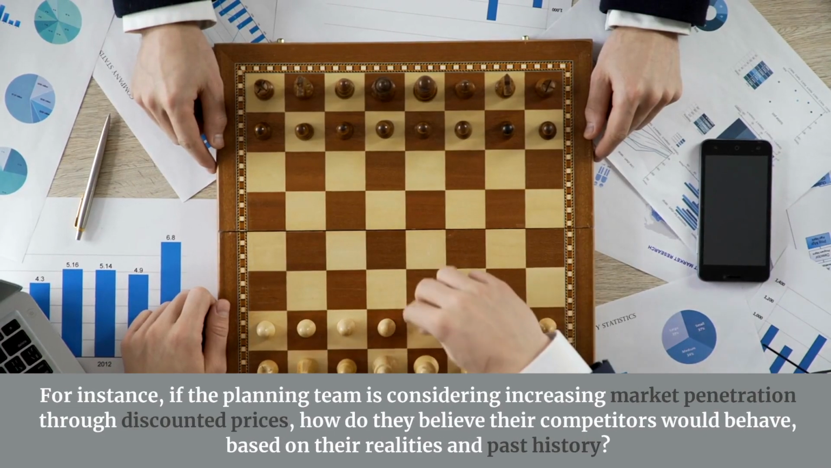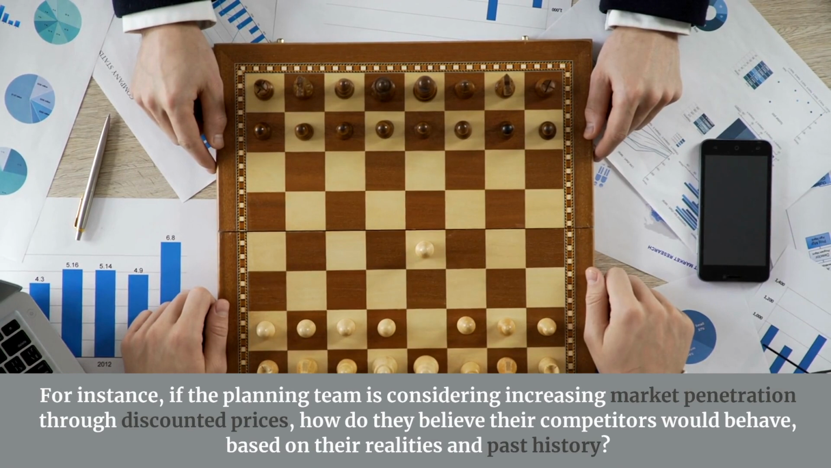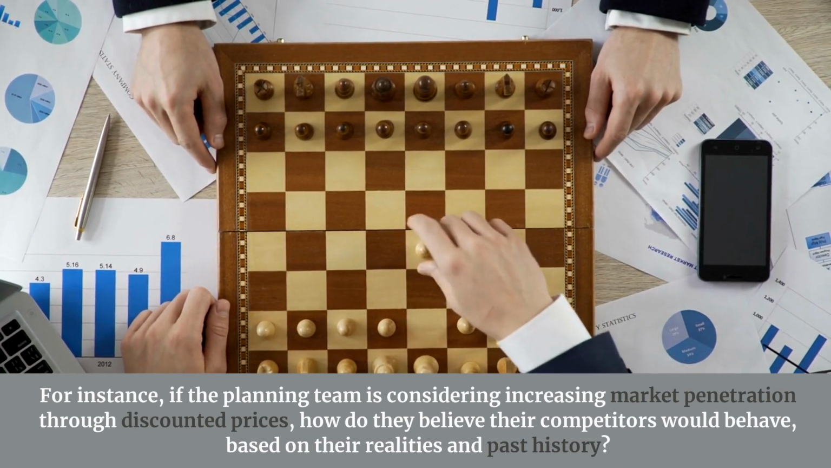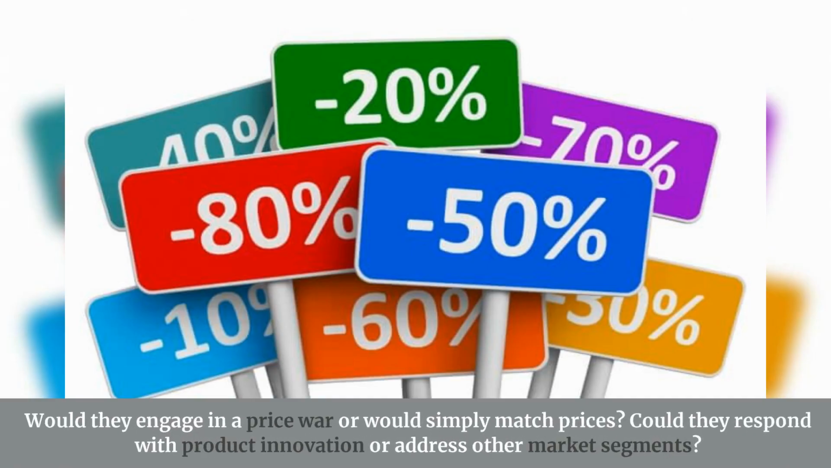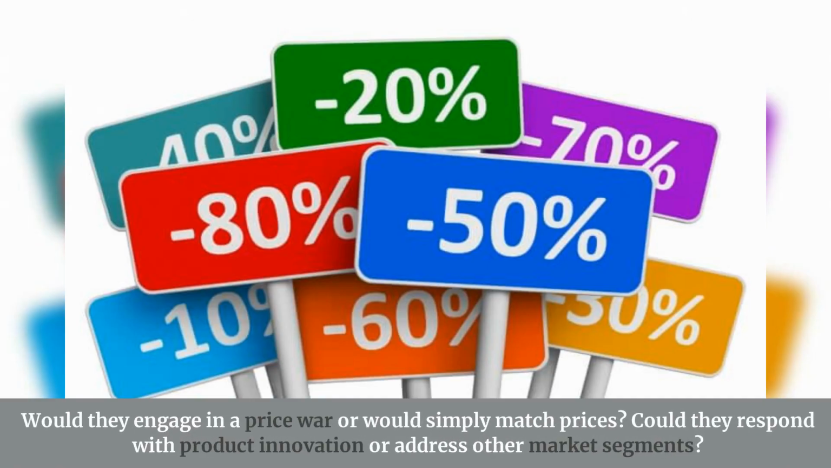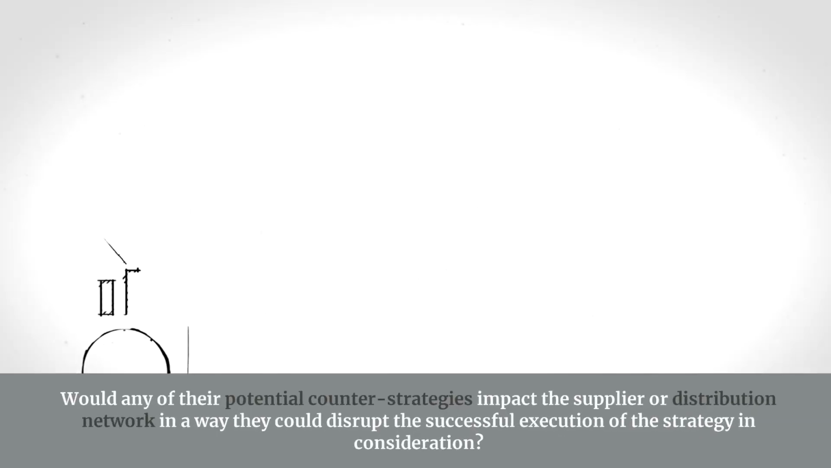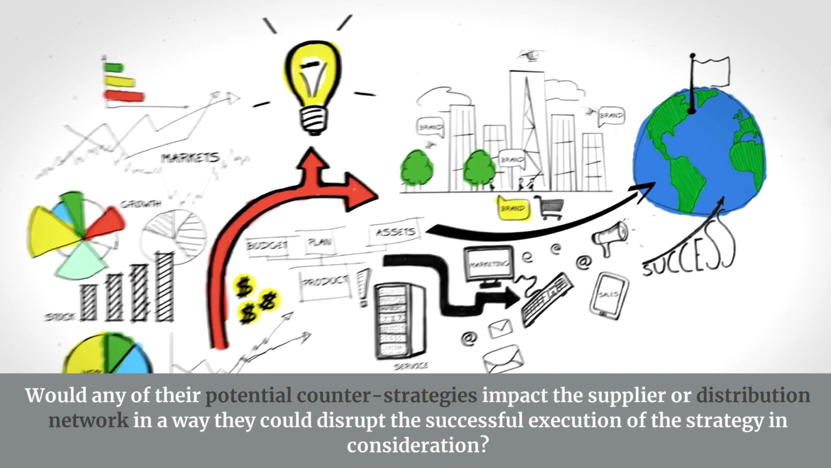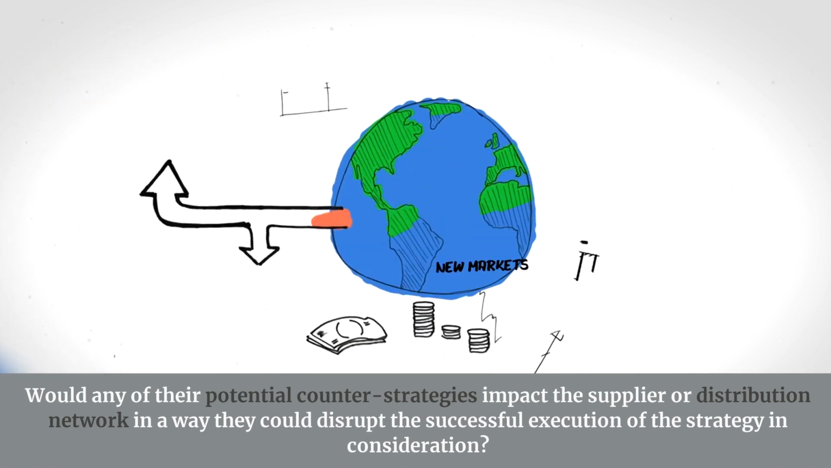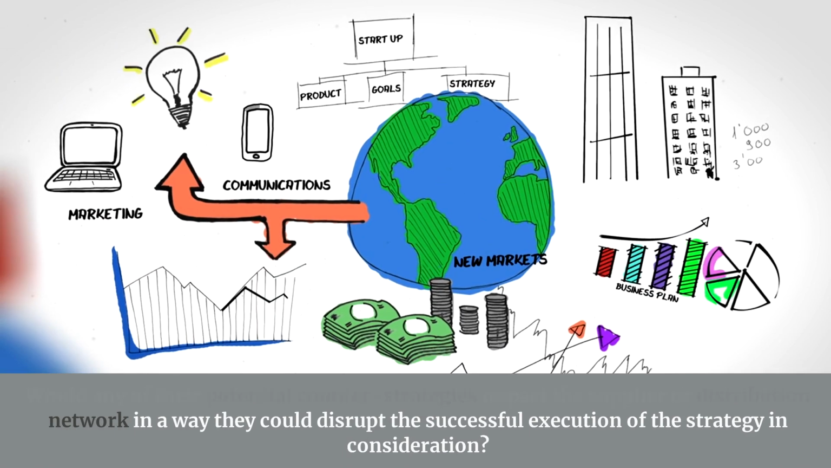For instance, if the planning team is considering increasing market penetration through discounted prices, how do they believe their competitors would behave, based on their realities and past history? Would they engage in a price war or would they simply match prices? Could they respond with product innovation or address other market segments? Would any of their potential counter-strategies impact the supplier or distribution network in a way that could disrupt the successful execution of the strategy in consideration?